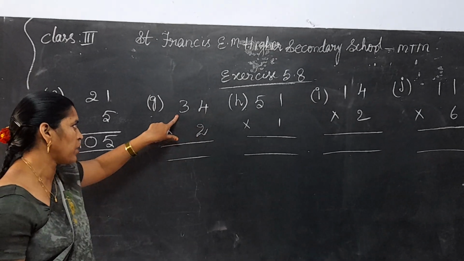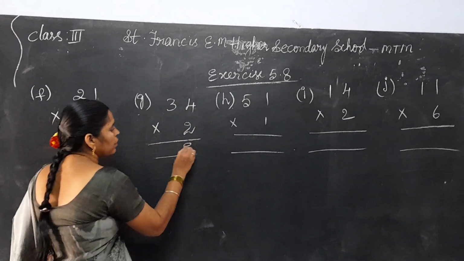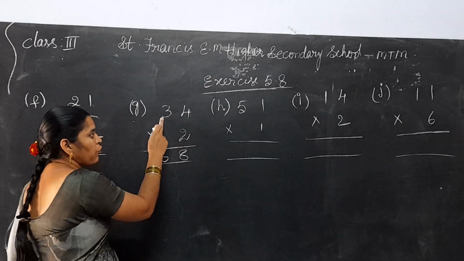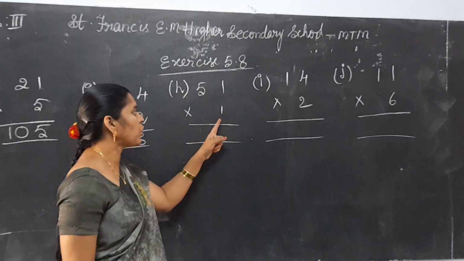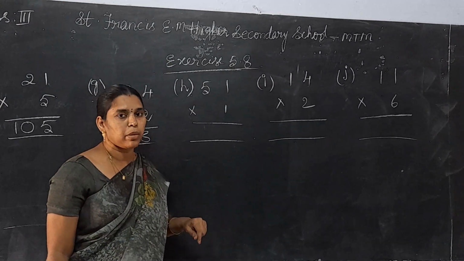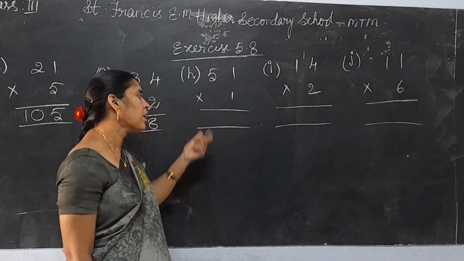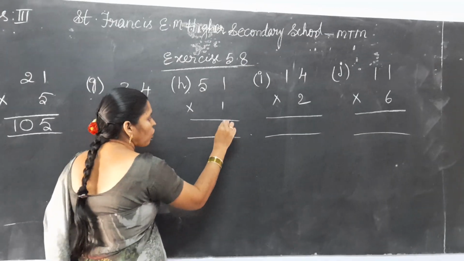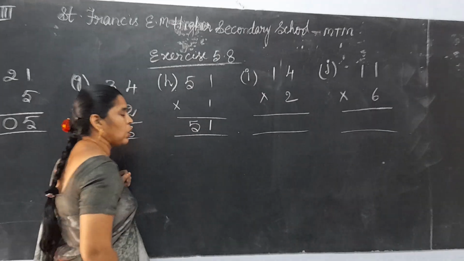1's place digit and 10's place digit. Start from 1's place onwards. 2 4's are 8. 2 3's are 6. So the product is 68. 34 into 2. The product is 68. Now H1 51 into 1. So you know that 1 into any number, same number will come. So 51 1's are 51. No need to do multiplication again, but I am going to explain like that only. See, start from 1's place. 1 1's are 1. That you should write in the 1's place. 1 5's are 5. That you should write in the 10's place.